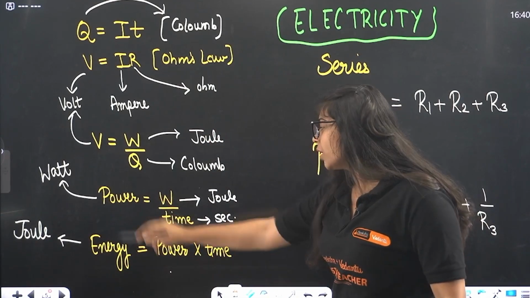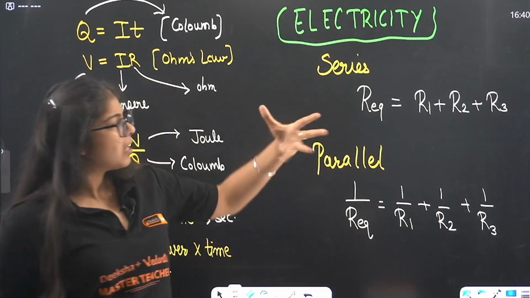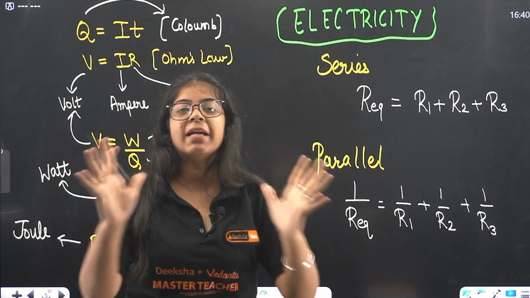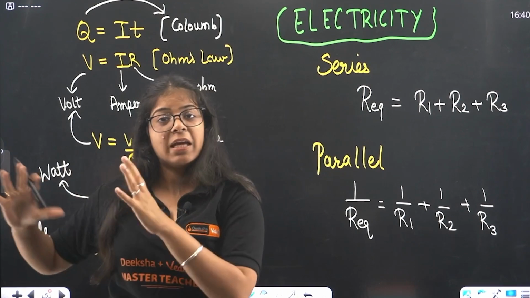The power unit is what? Again watt, time is second. Two more formulas you have to remember are very basic. In series, if you combine the resistances, they will add up. So R equivalent will be R1 plus R2 plus R3 and so on.